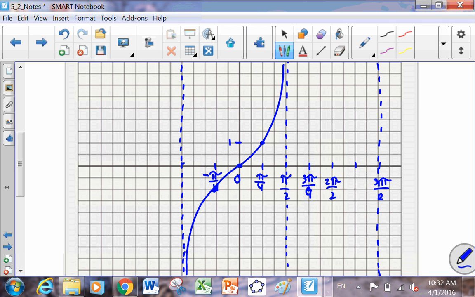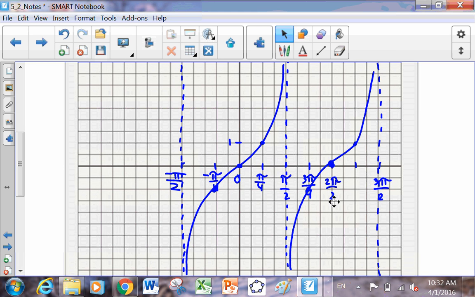Okay, so here again, we're going to repeat it, and it's going to be like this. Negative pi over 4, and here negative pi over 2 doesn't exist. And then we would repeat it to the left, to the right.